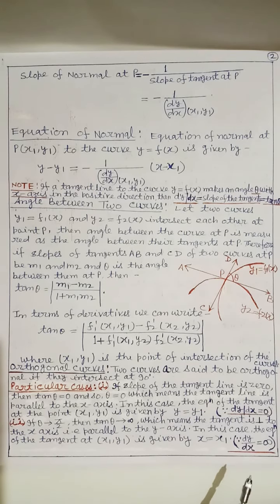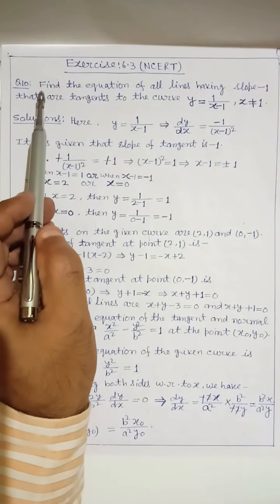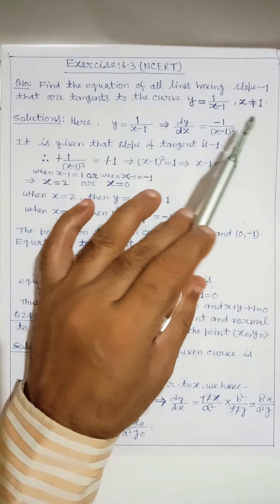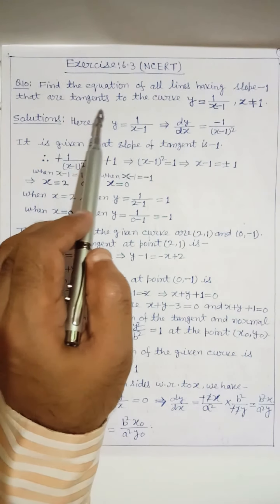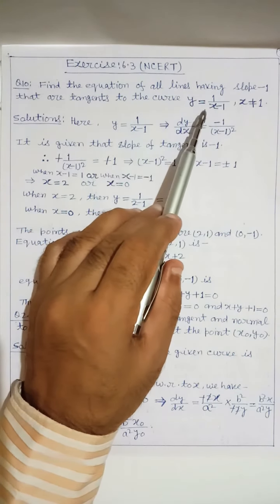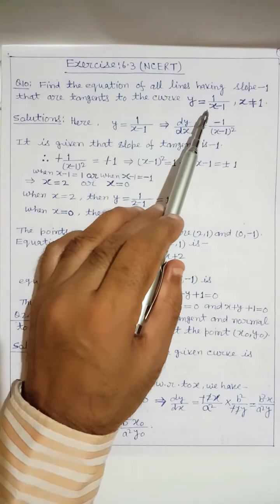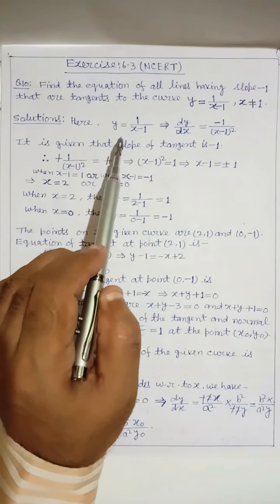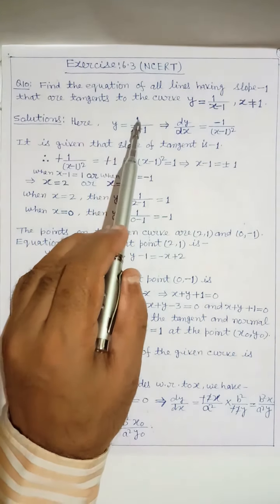Now, we will discuss the solutions of the questions of exercise 6.3 from NCERT. Question number 10. Find the equation of all lines having slope -1 that are tangents to the curve y equal to 1 by x minus 1, where x not equal to 1. To find the solution here, we have y equal to 1 by x minus 1.